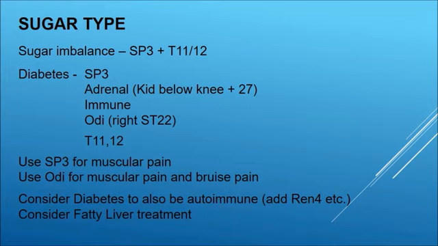For diabetics, also consider autoimmune involvement and also consider treating fatty liver. Spleen 3 is also the main point that we use for muscular pain.